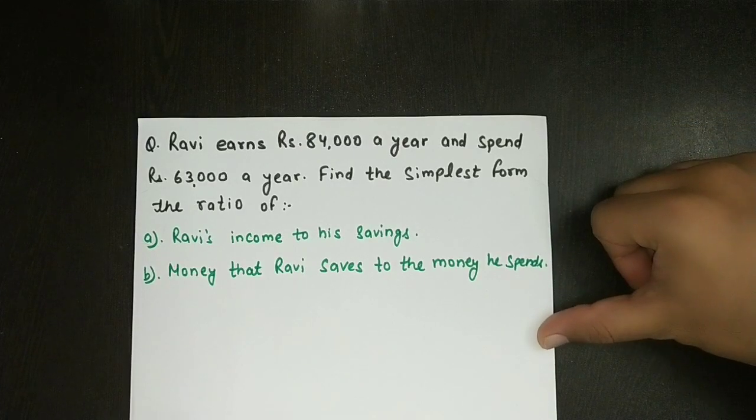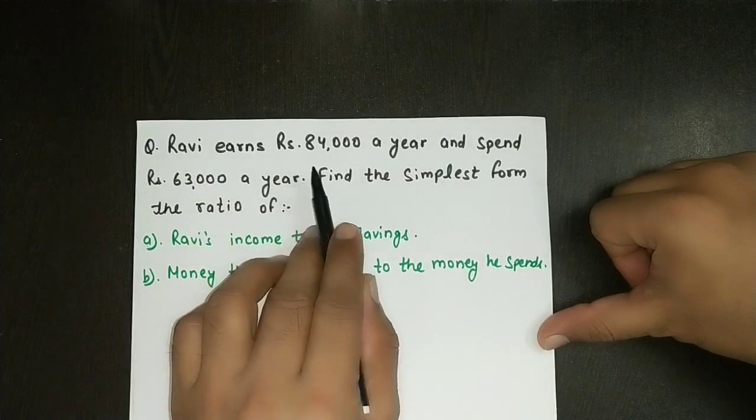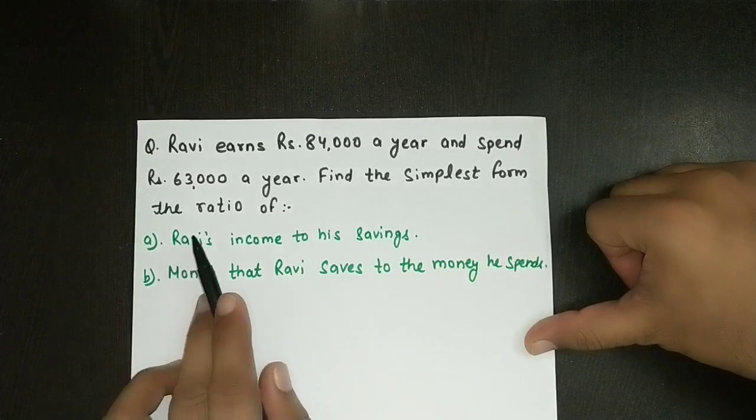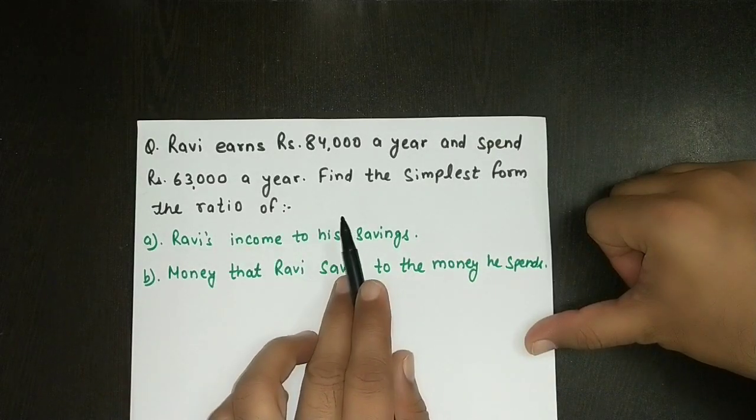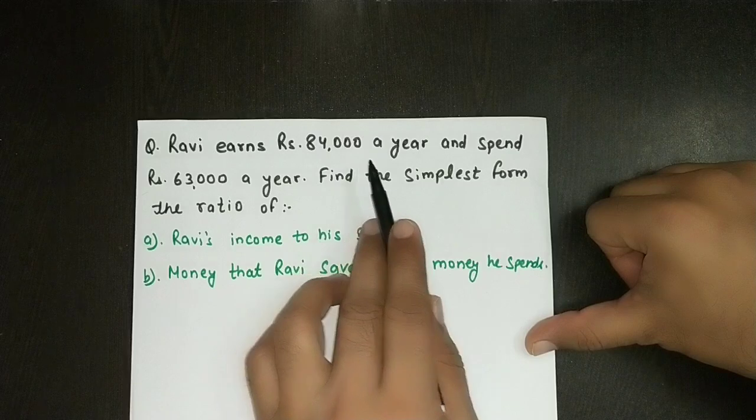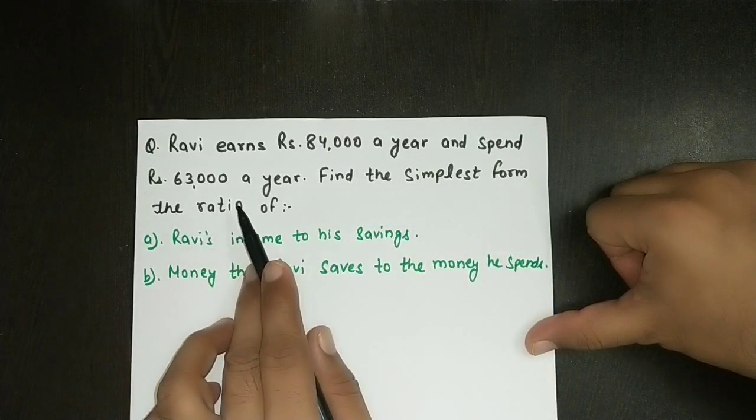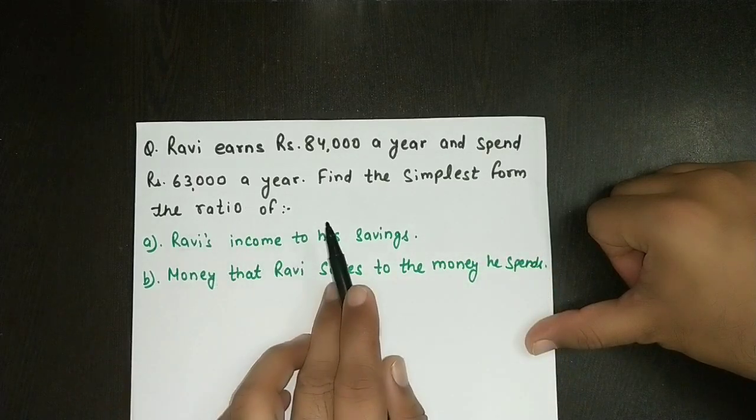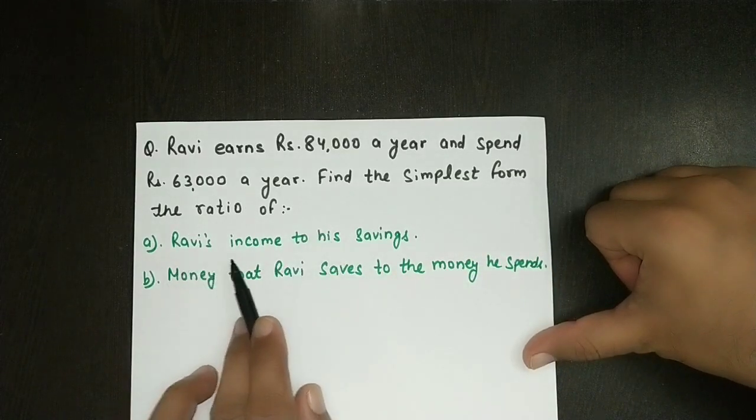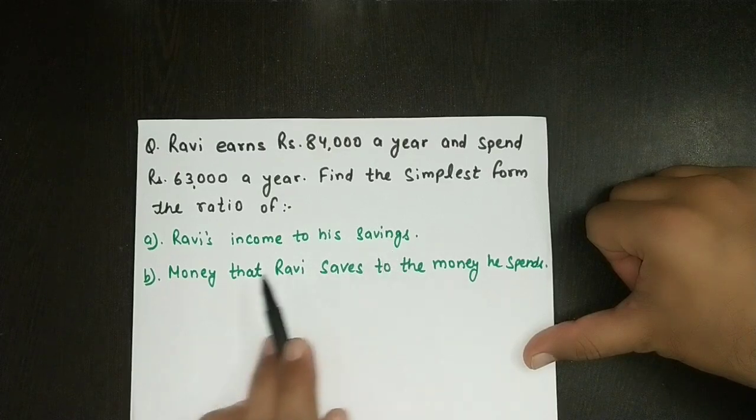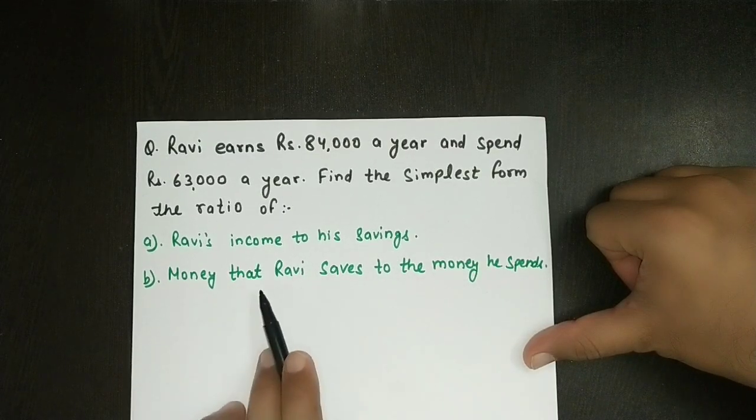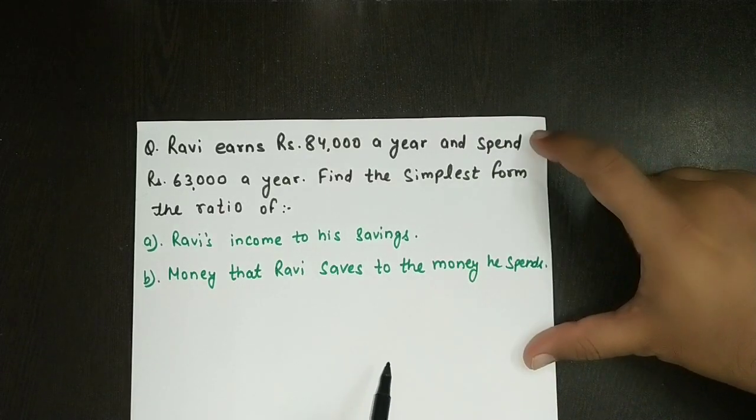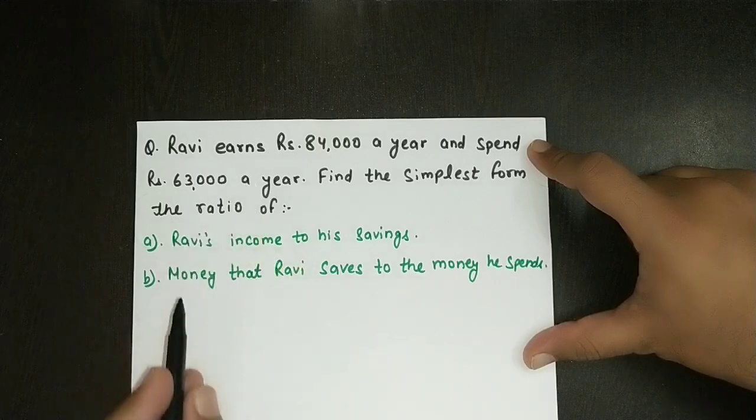Here, the first question is: Ravi earns rupees 84,000 a year and spends rupees 63,000 a year. So his earning is 84,000 and he is spending 63,000 out of that. Find the simplest form of the ratio of Ravi's income to his saving, and the money that Ravi saves to the money he spends.